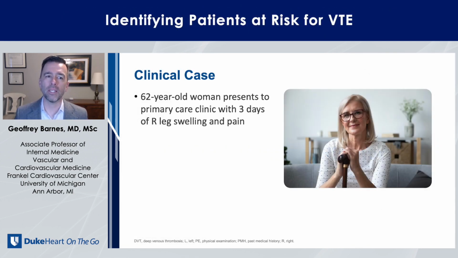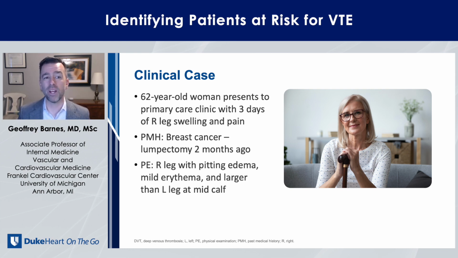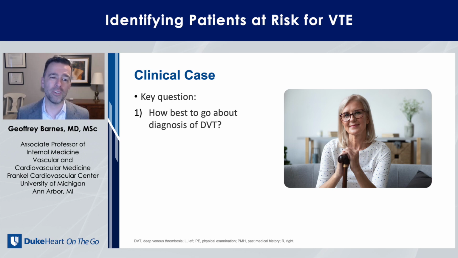Let's start with a clinical case. So let's say you have a 62-year-old woman who's coming into your primary care clinic with 3 days of right leg swelling and pain. Now, she has a past medical history of breast cancer, and she actually underwent a lumpectomy about 2 months ago. On physical exam, you notice that her right leg has pitting edema really up to the mid-thigh. She also has some mild erythema, and you notice that that right leg is larger than the left leg down at the calf. So the question you may ask yourself is, how best do I go about diagnosing what could be a deep vein thrombosis?